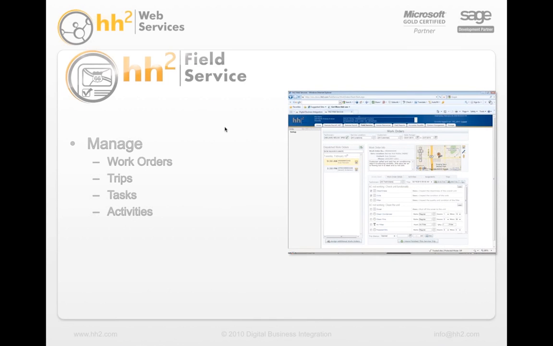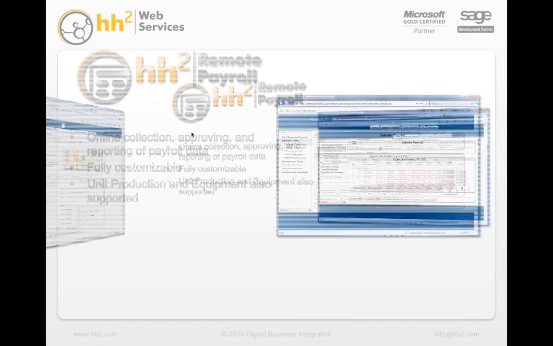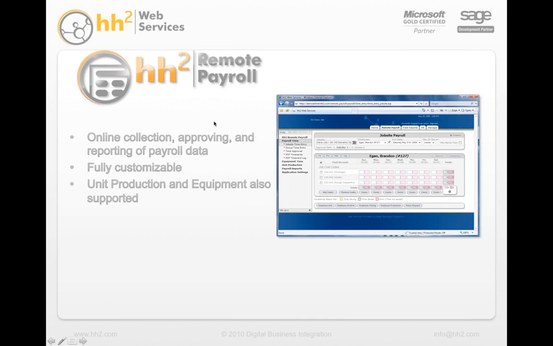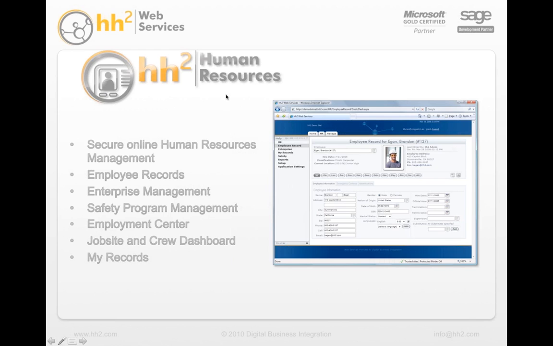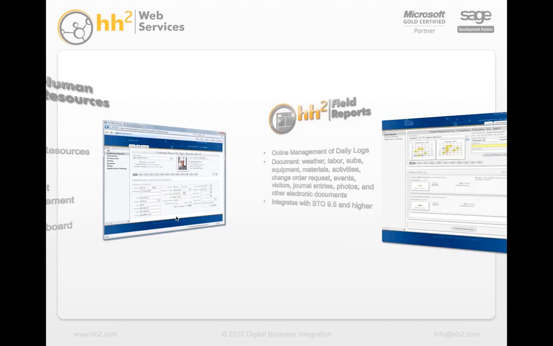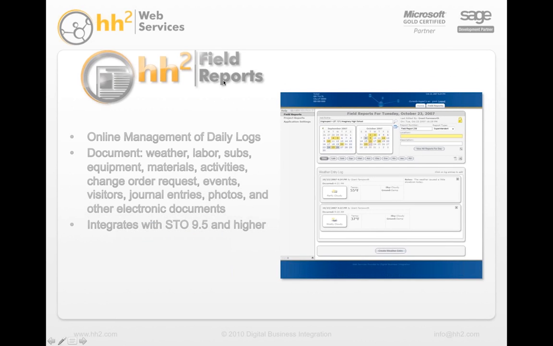We actually have 4 different modules from hh2. Today we're just covering 2. We have a field service module that works with Sage Timberline Service Management. We also have the remote payroll. That's the one we're going to cover today, so I won't spend a lot of time there. We also have a very nice human resource module that we offer for gathering and keeping track of additional employee records, enterprise management programs. Employees can log in, view their pay stubs online, many other features that we have available, keeping track of certifications and trainings, etc.